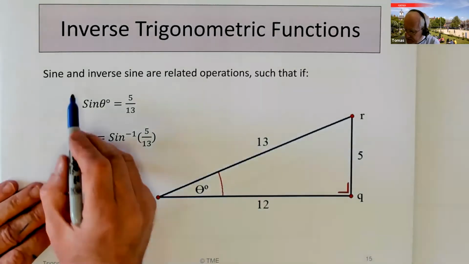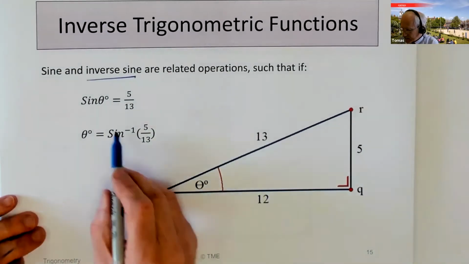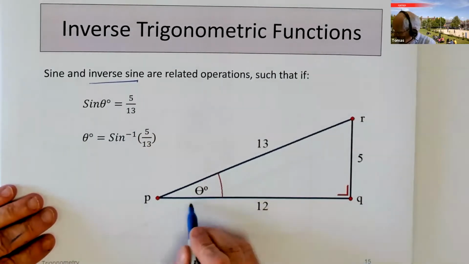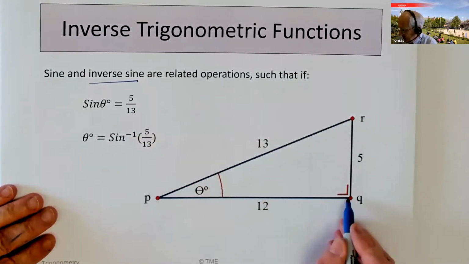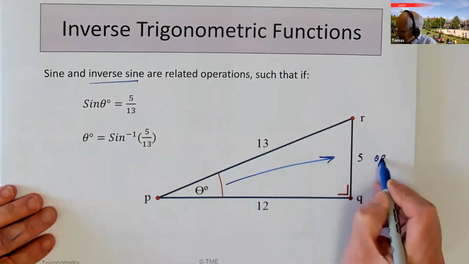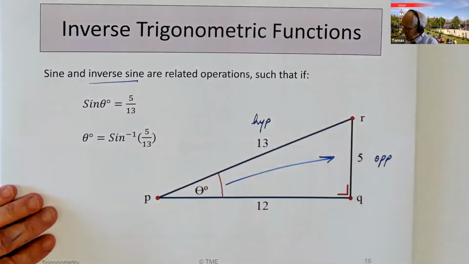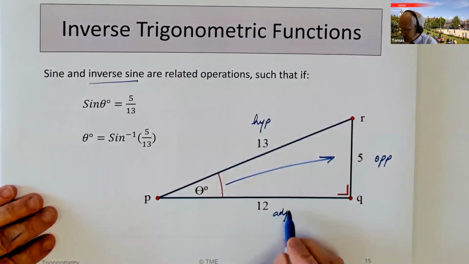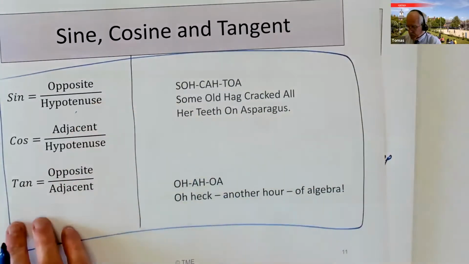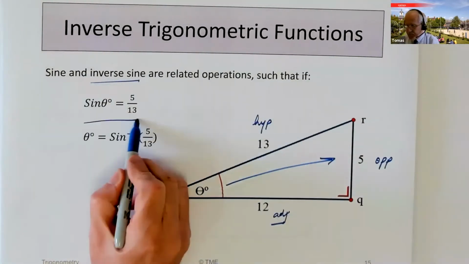So let's look at this. Sine and inverse sine are related operations as follows. Sine theta is 5 over 13. Well, how do we know? Well, there's a 90-degree angle. There's theta. So this must be opposite. That's the longest side. This must be hypotenuse. This must be adjacent. Sine is defined as opposite over hypotenuse. So sine theta is 5 over 13.